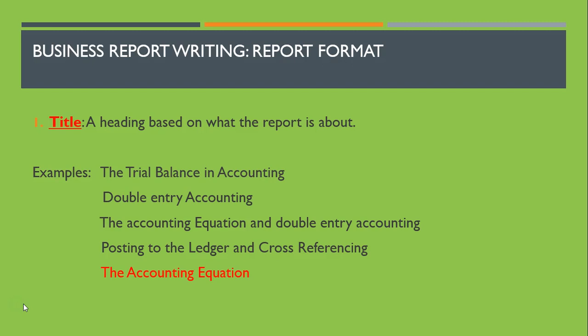At the top of a business report is the title. A title is a heading based on what the report is about. For example, titles might be The Trial Balance in Accounting, or Double Entry Accounting, or The Accounting Equation and Double Entry Accounting, or Posting to the Ledger and Cross-Referencing. Our report for this question is the accounting equation.